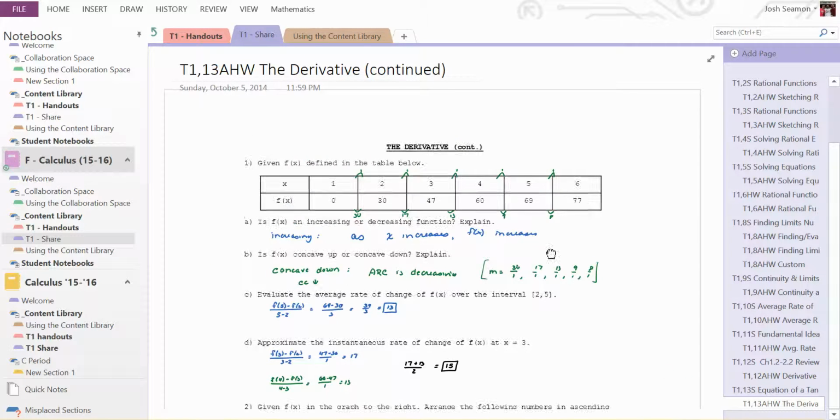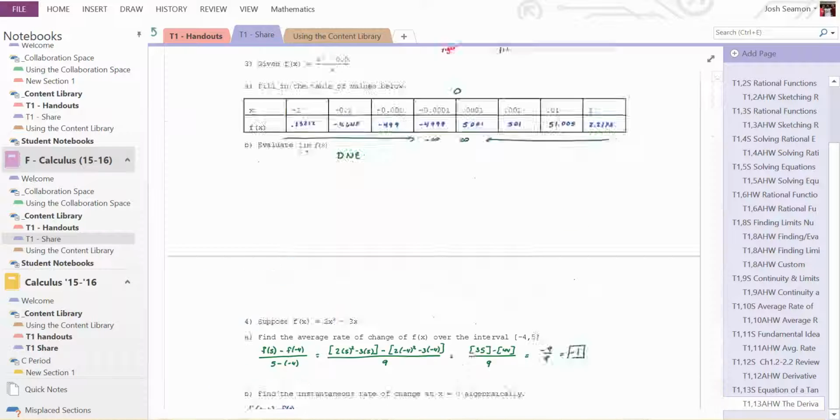The derivative continues, so it's more work on the derivative, and then you can go back and look at any of the other homeworks that you want.